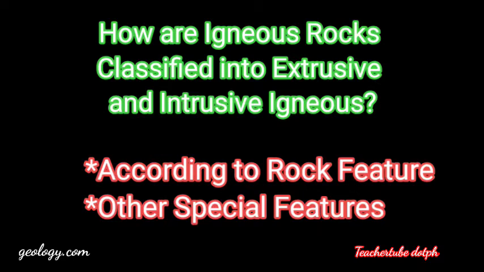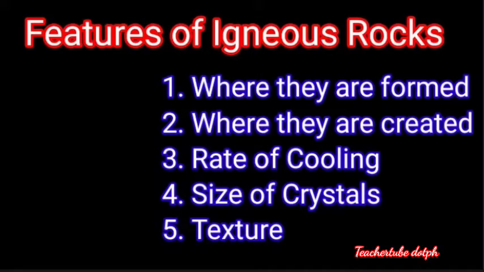How are igneous rocks classified into extrusive and intrusive igneous? They are classified according to rock feature and according to other special features. Here are the features of igneous rocks. First, where they are formed. Second, where they are created. Third, the rate of cooling. Fourth, the size of crystals. And fifth, the texture.